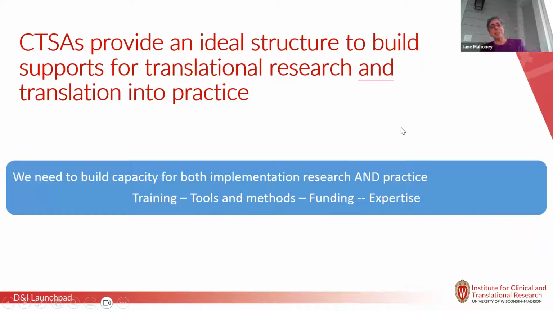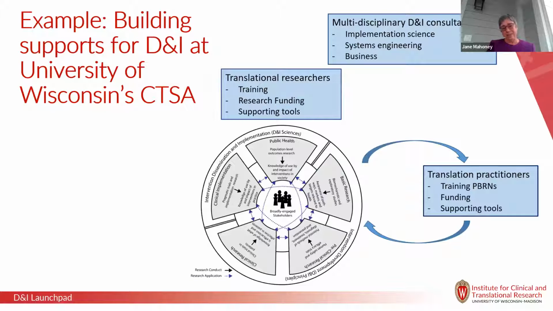So when we think about CTSAs, they really, including ICTR, provide an ideal structure to build supports for translational research and translation into practice. And as we think about building capacity and what our CTSA has done as in many ways exemplifying what can be done, we think about what can we do for training, providing tools and methods, funding, and then expertise. So I'm going to just explain a little about what we have been doing here to build supports for that enterprise.